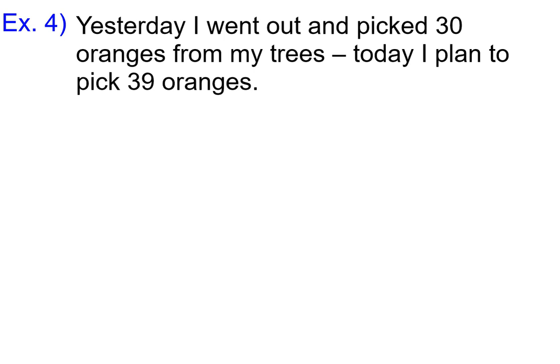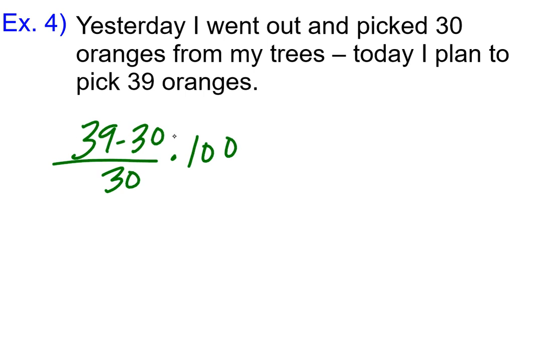Here it says, yesterday I went out and picked 30 oranges from my trees. Today I plan to pick 39 oranges. I have some great orange trees in my yard that give some great oranges. So let's write down the change. 39 minus 30 divided by, I started with 30, and I'm going to multiply that times 100. So the difference or the change was 9. I'm going to divide by 30, and then I'm going to multiply times 100.